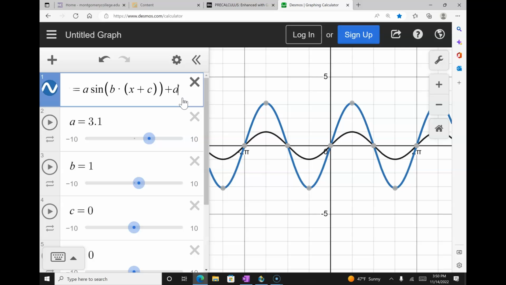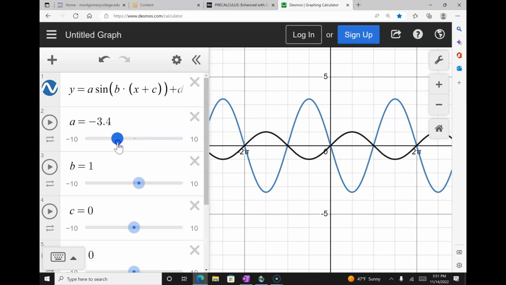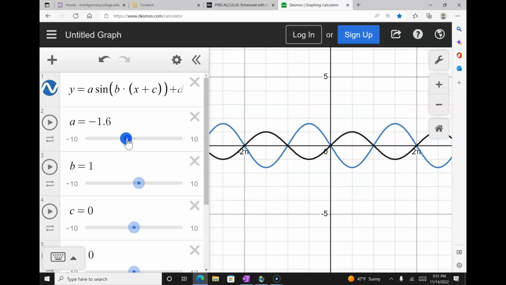So look at the amplitude change, right? Look at that amplitude change. What if amplitude is less than 1, right? Then it's squashed down, right? Remember those vertical compressions, right? And then if A is negative, right? You see it's the sine function upside down, right? Here's my original sine function. Now it's upside down, right? Opposite y values. Let's move A back to 1.